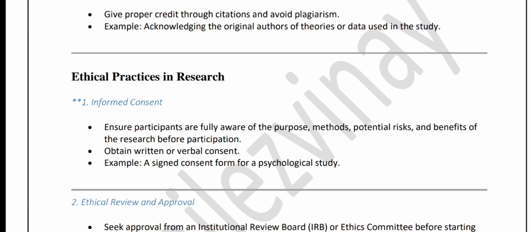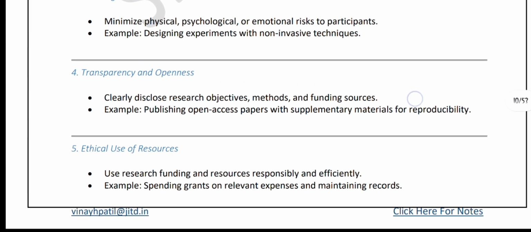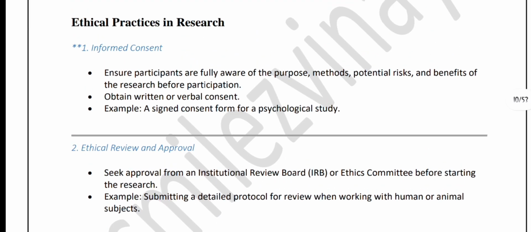Ethical practices in research: informed consent, ethical review and approval, avoiding harm, transparency and openness, and ethical use of resources. So these are also very important ethical practices in research. Ensure that participants are fully aware of the purpose, methods, potential risks and benefits of research before participation. Informed consent: obtain a written and formal consent.